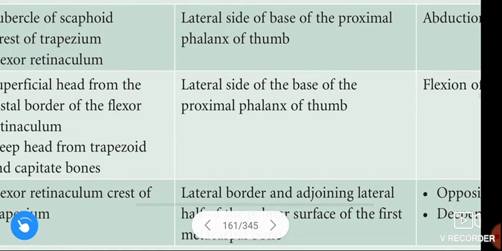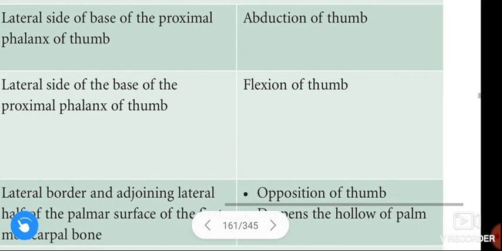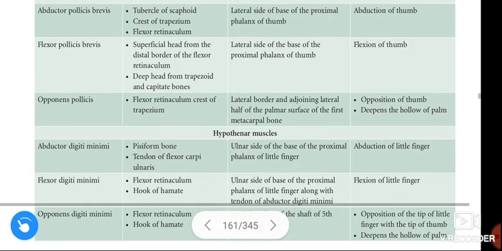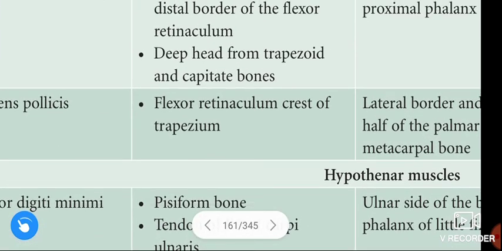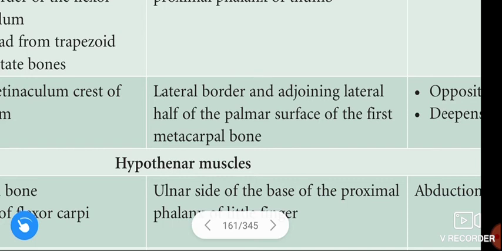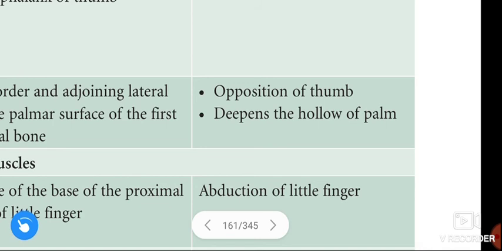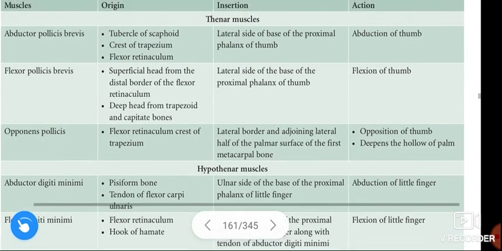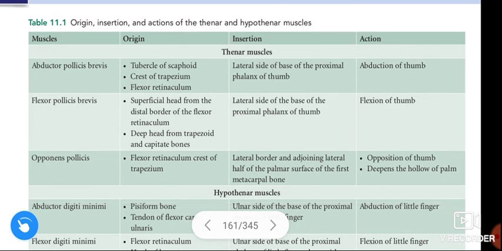Next, insertion of flexor pollicis brevis is lateral side of the base of the proximal phalanx of thumb. Action of flexor pollicis brevis: flexion of thumb. Next, opponens pollicis. Origin is flexor retinaculum, crest of the trapezium. Insertion is lateral border and adjoining lateral half of the palmar surface of the first metacarpal bone. Action is opposition of thumb and deepens the hollow of the palm. This is about the origin, insertion and action of these thenar muscles.